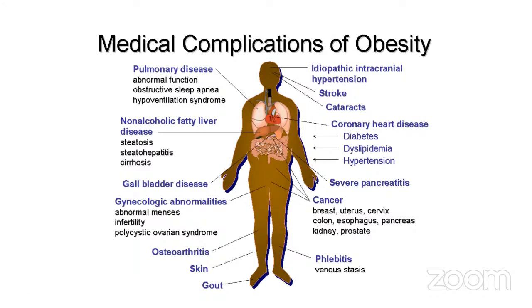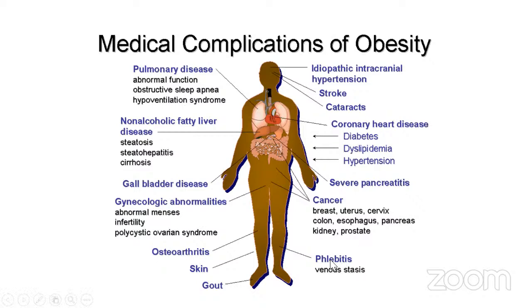Then severe pancreatitis. The pancreas secretes insulin, and insulin is related with our glucose metabolism. So obesity is again related with diabetes, and again it may affect our pancreas. Then cancer may occur related with the breast, uterus, cervix, colon, esophagus, pancreas, kidney, prostate. These may become a ground for the pathogenesis of cancer.